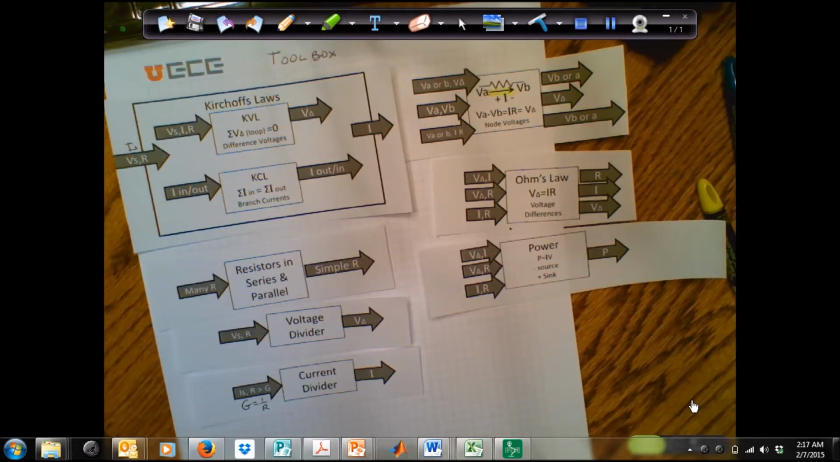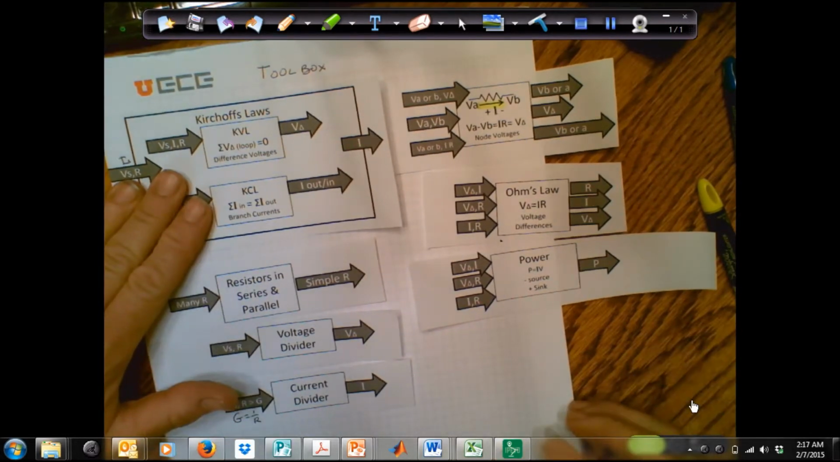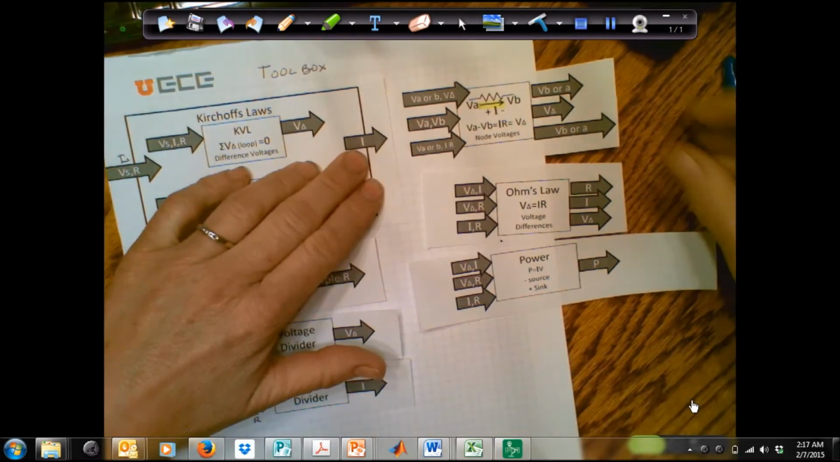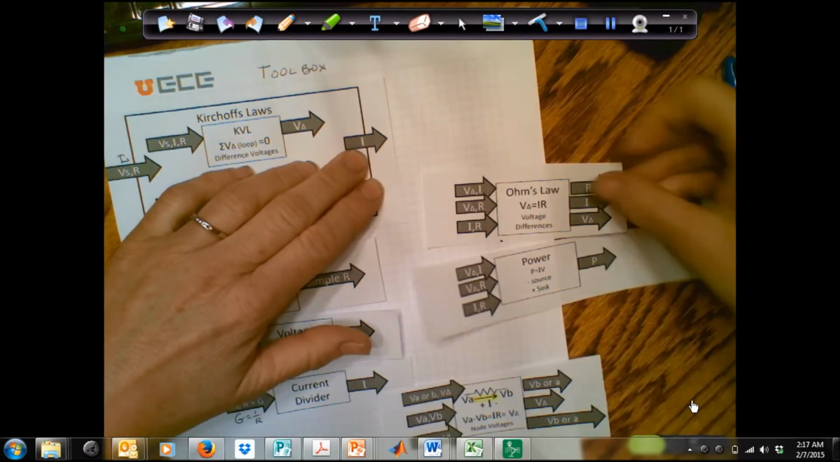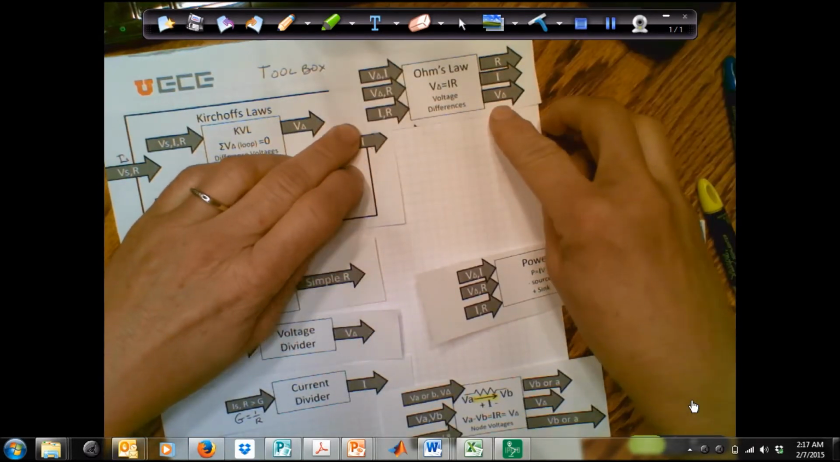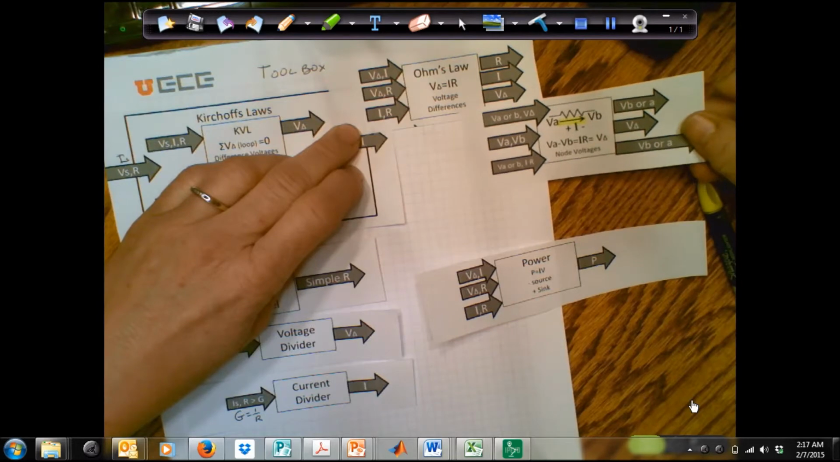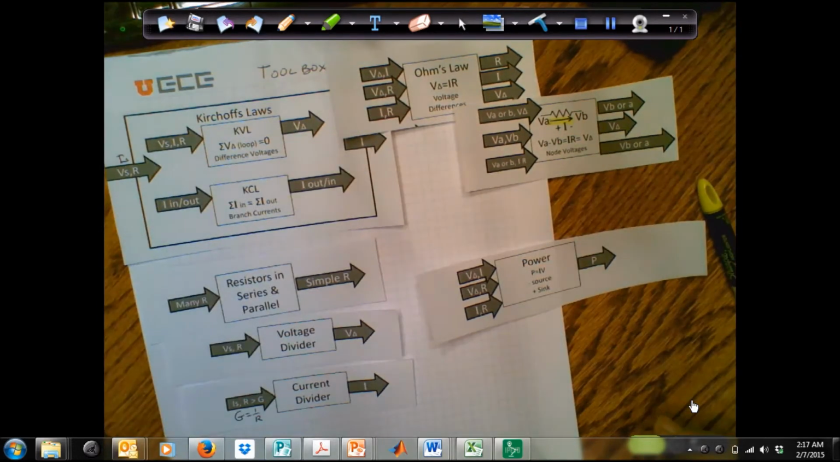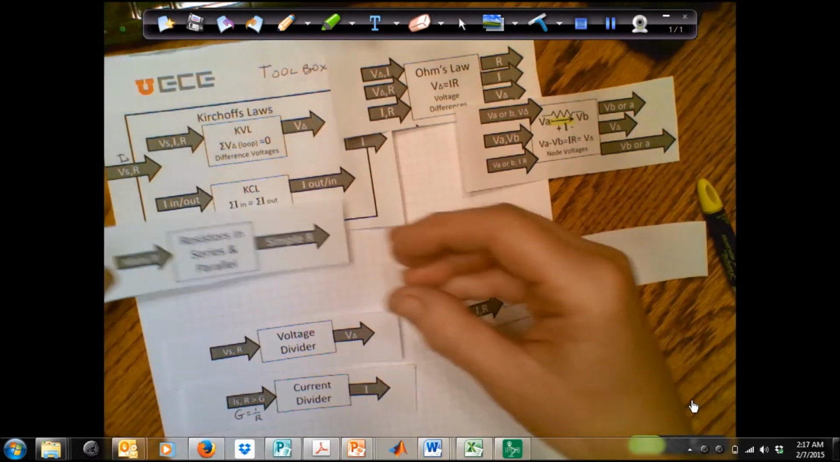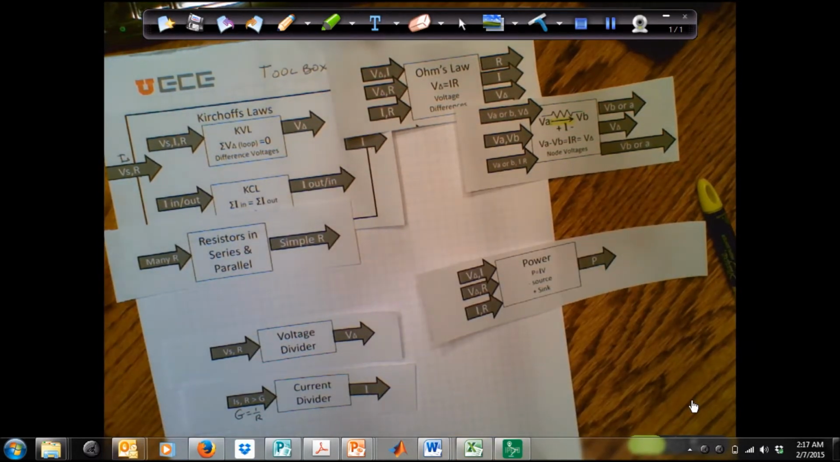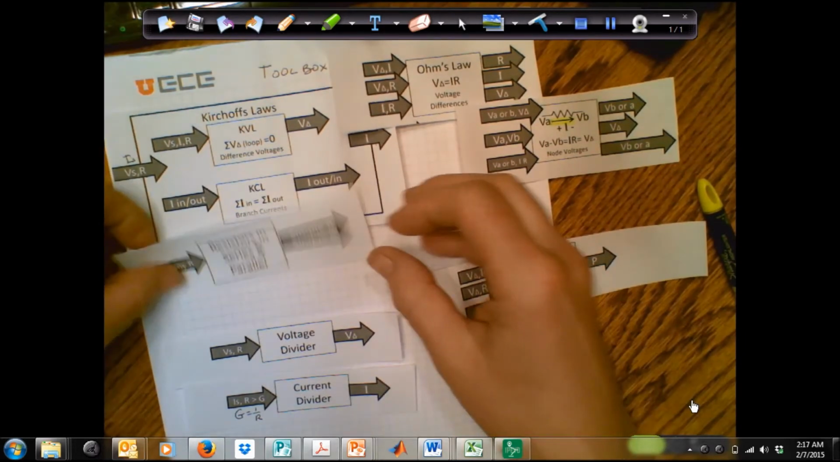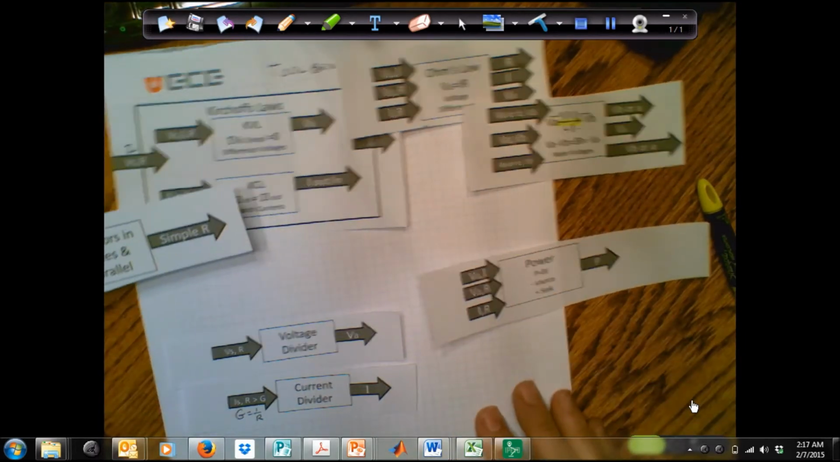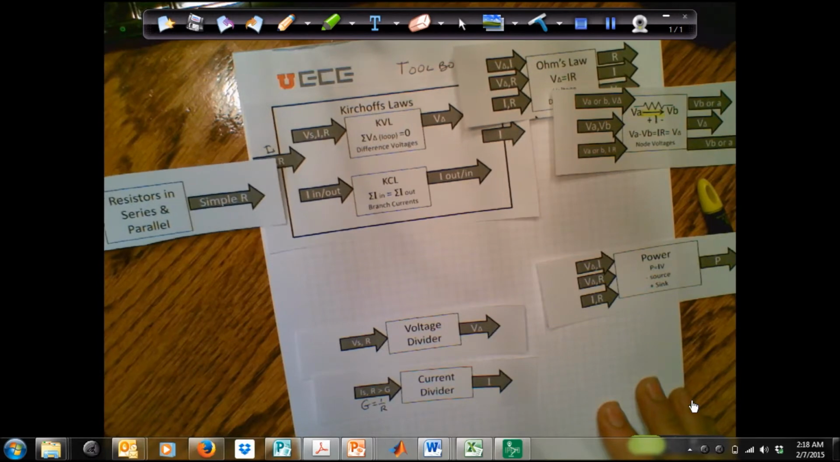For example, the problem that we just did, we had Kirchhoff's law that gave us current. We then used our current and our resistance to find our voltage difference, and we used our voltage difference and one node to be able to find all of the other node voltages. Other things we might have done is we might have first combined resistors in series and parallel in order to make this simpler over here.